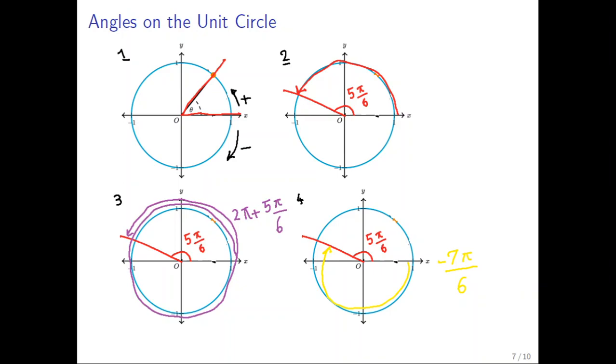Okay, we can reach that red ray, which was in figure 2, which was 5 pi over 6. We can reach that point, as you see in figure 4 by the yellow path, but we can have a different number, which is negative 7 pi over 6. So in particular, we can have trigonometric ratios for negative numbers as well.